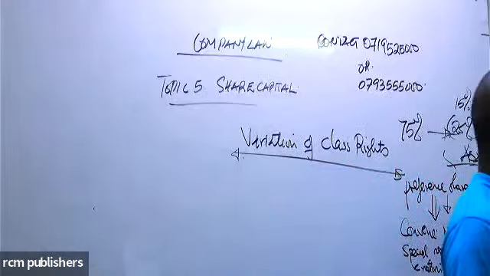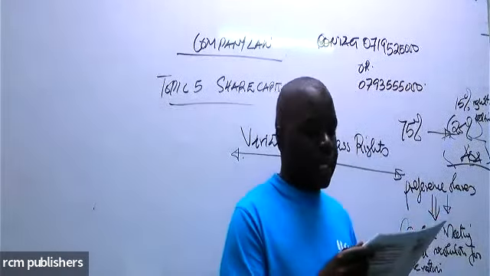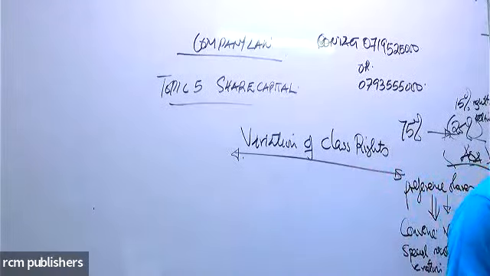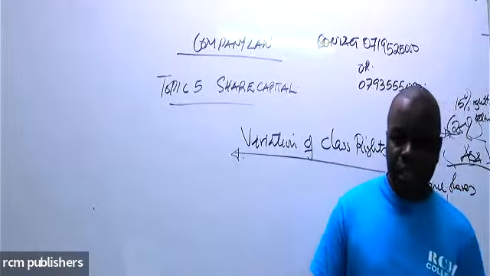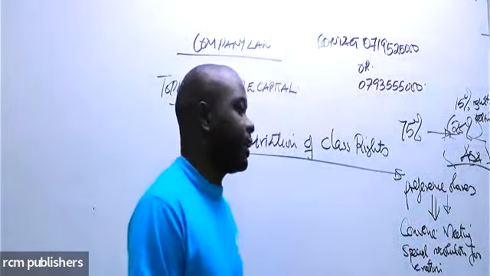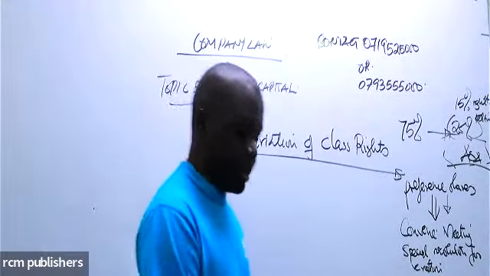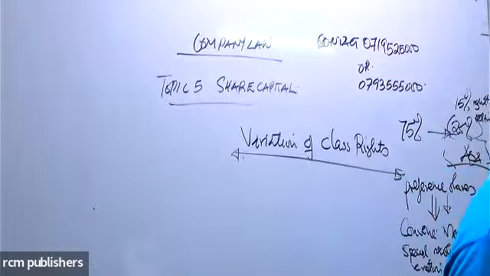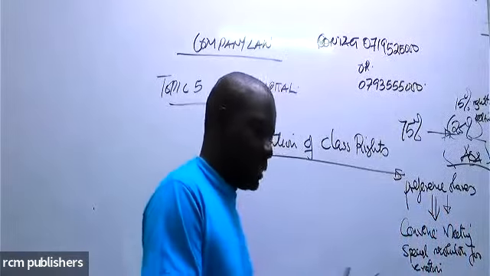So if a company fails to comply, the company and each officer of the company who is in default commit an offense and on conviction are each liable to a fine not exceeding 200,000 shillings. So that's basically the procedure of variation of class rights. Variation of classes. The examiner can ask and put their name in 3 months or maybe 4 months. So you need to be able to remember what you've just said about class rights.